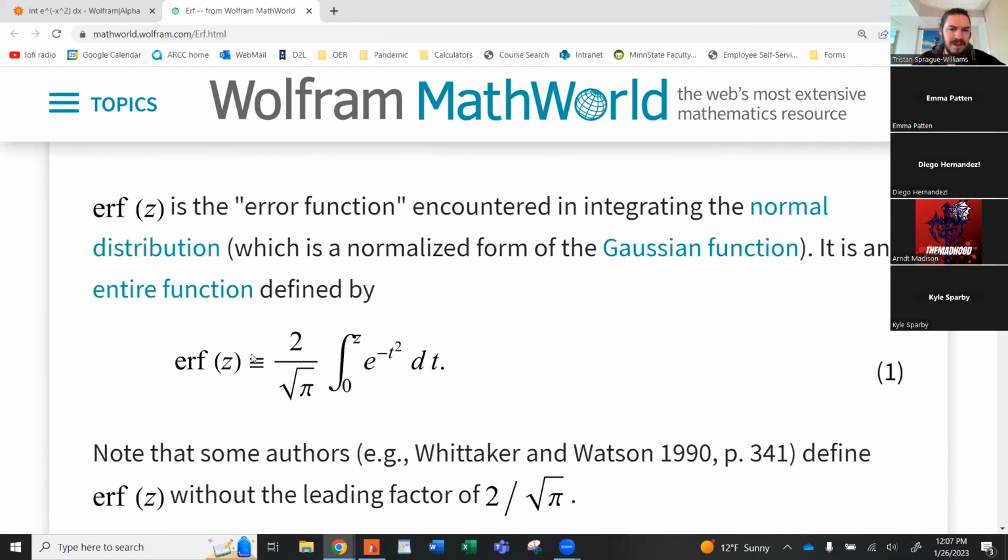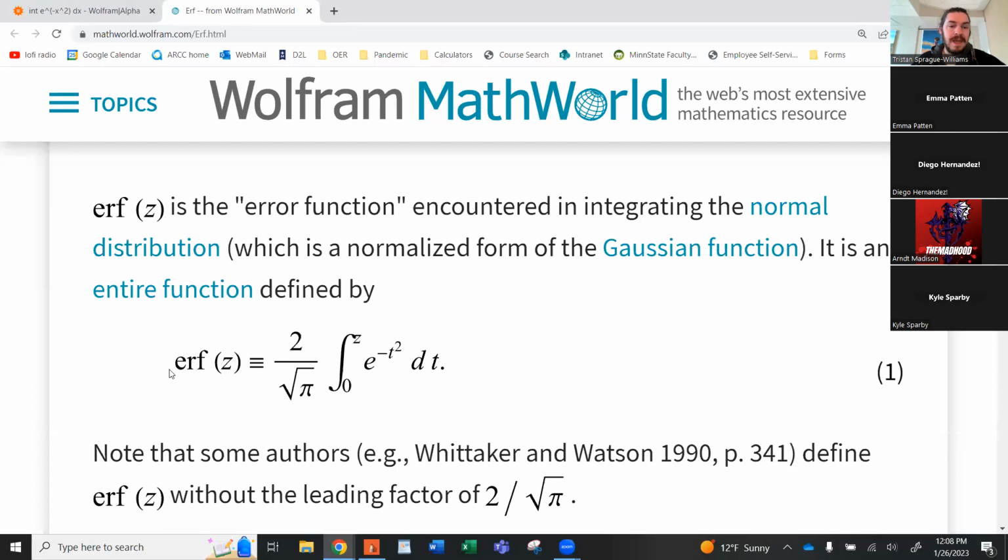But it's defined like this: error function of, I think this is the definition for a complex input. It works like this for real number inputs as well, but it's defined on complex numbers too. But ERF of its input z is 2 divided by the square root of pi times the integral from 0 to z, the input, of that function, e to the negative t squared dt.